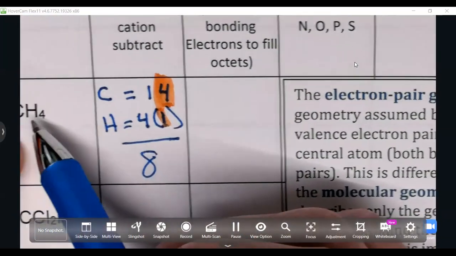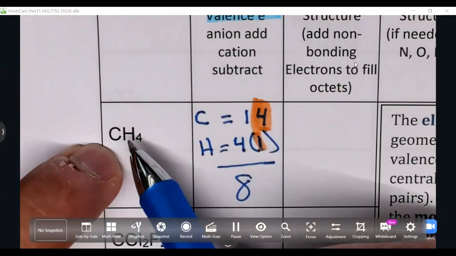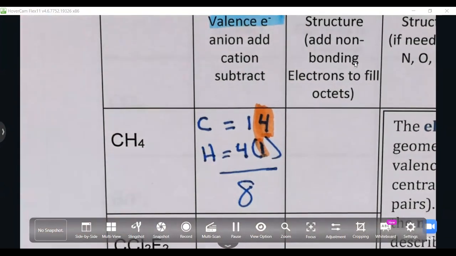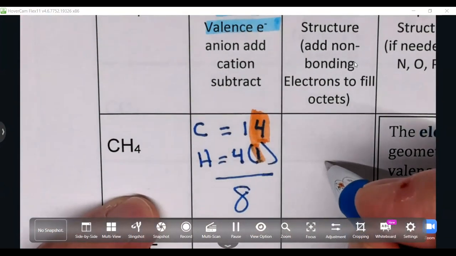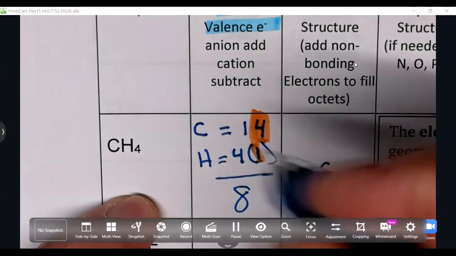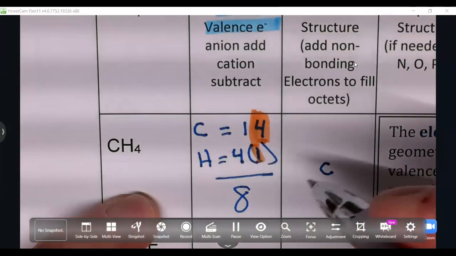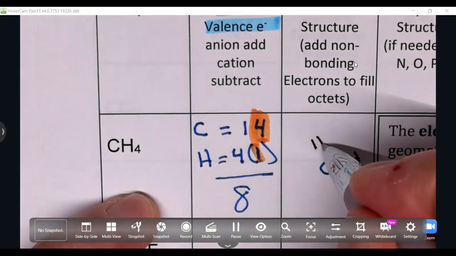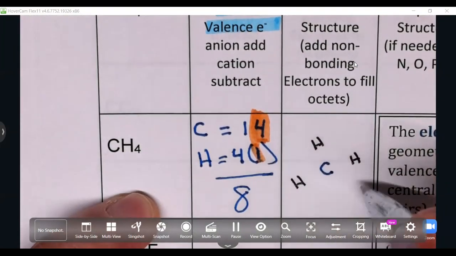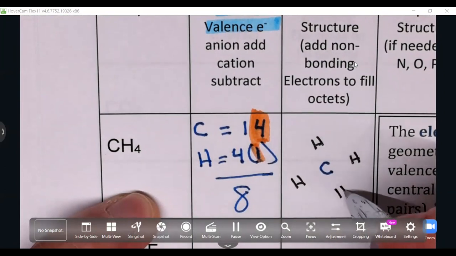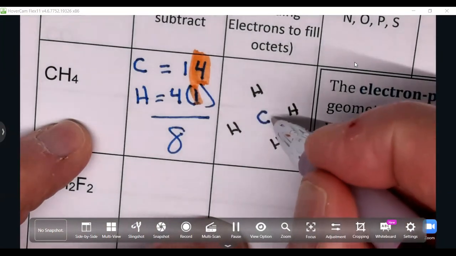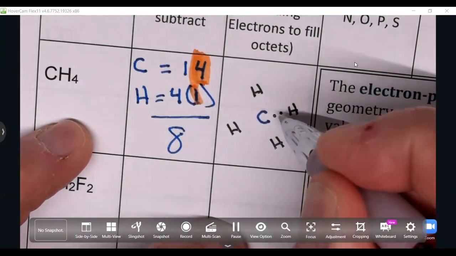So my central atom is going to be carbon. Hydrogen's always a terminal on the outside. So I'm going to put carbon here in the middle. And then I'm going to put hydrogen, hydrogen, hydrogen, hydrogen on the outside. I kind of made this crooked, but we need a pair of electrons to make a bond.